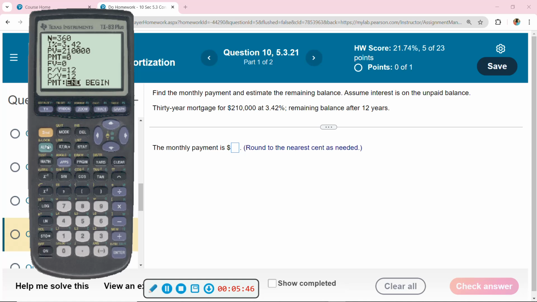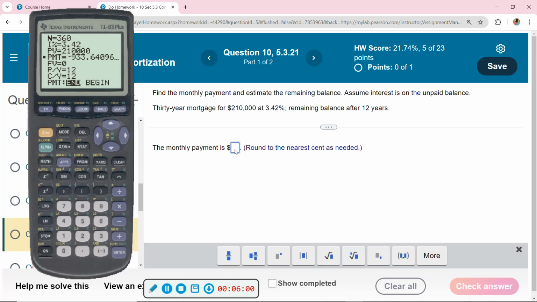So alpha, solve. Will this answer here on the calculator be positive or negative? Well, it's going to be negative because you're paying that amount, but we don't talk about negative payments. In real life, you say the house payment is $933, and would y'all call that 64 cents? The digit after the 4 is a 0, so definitely 64 cents.